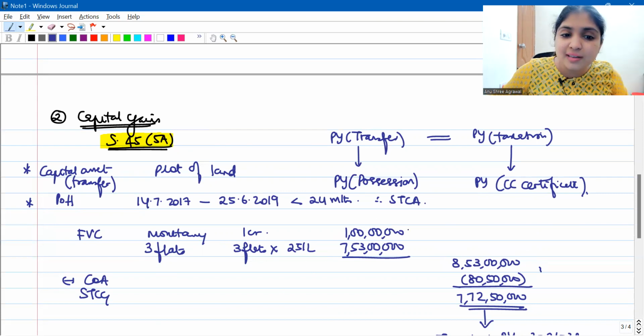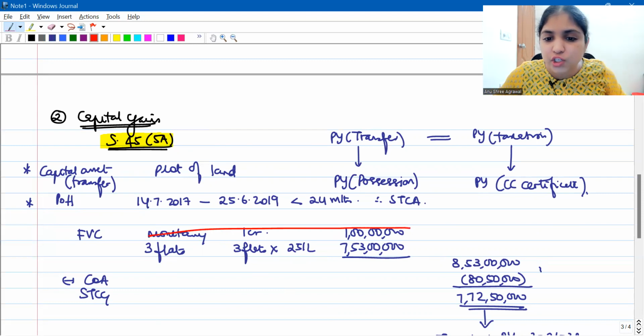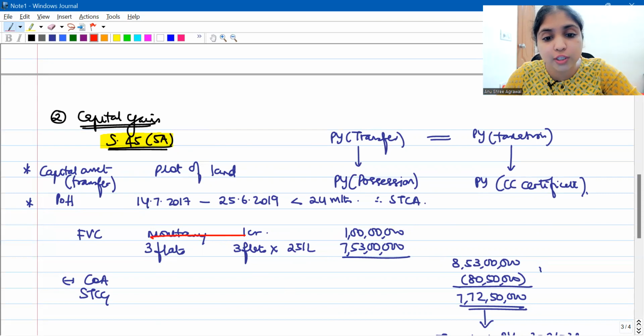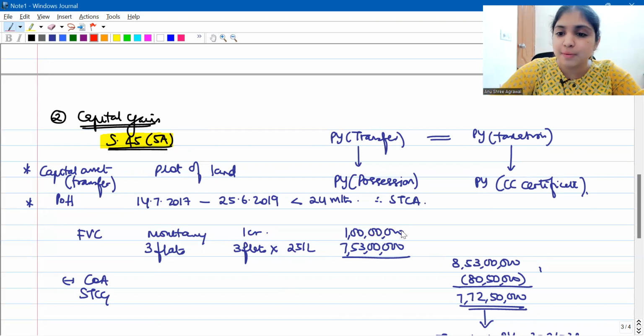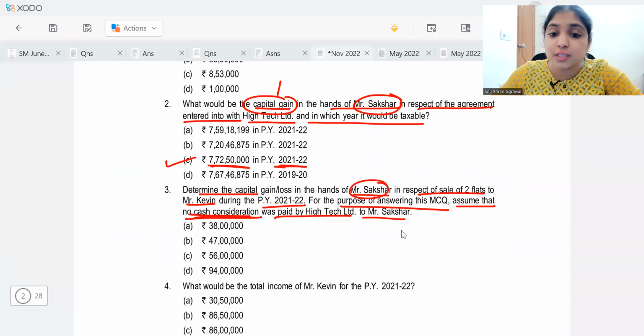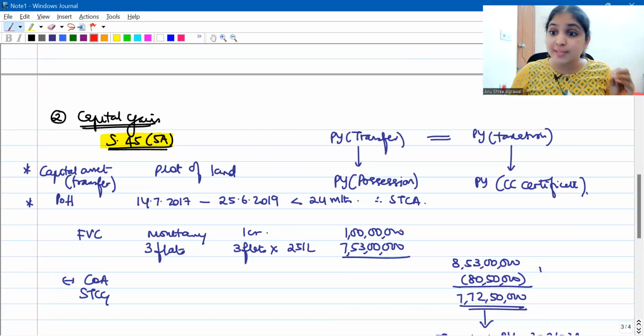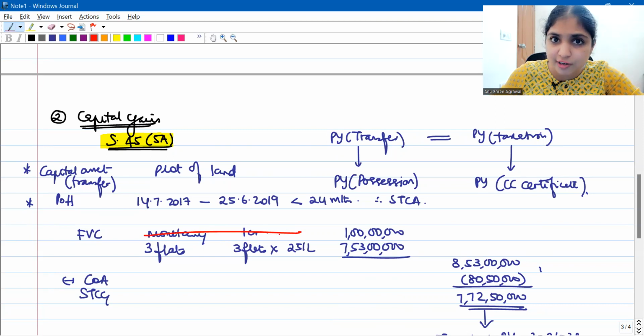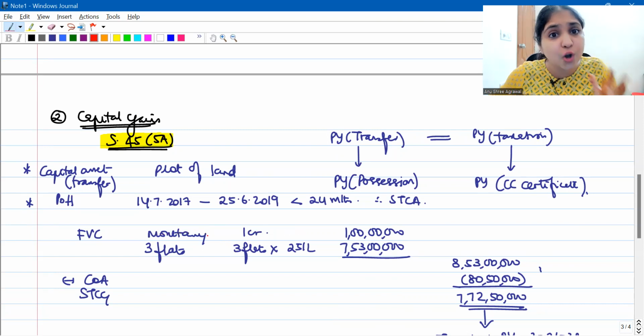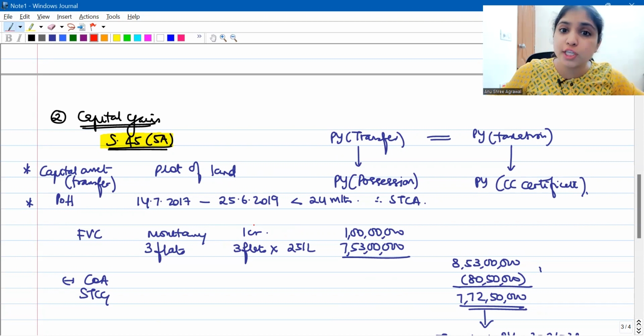The question itself asks us here to ignore the cash component part. But even if the question had not asked us to ignore the monetary component part, you remember in the question we had read, for this purpose, assume that no cash consideration was paid. So the question is clearly asking us to ignore the monetary consideration part, but still, even if we had not said that, our answer would have still stayed the same. We would have still followed this view.